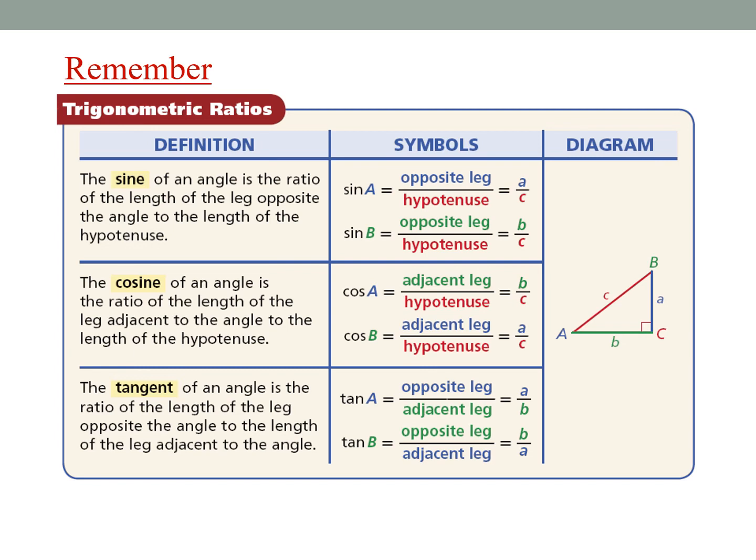So sine A equals opposite over hypotenuse, which is A over C. Cosine A is adjacent over hypotenuse, which is B over C. And tangent A equals opposite over adjacent, which is A over B.